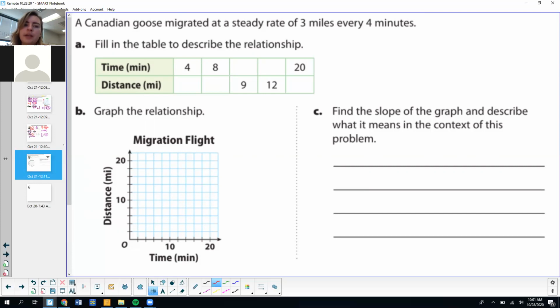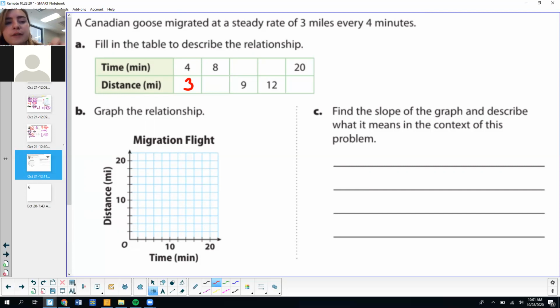All right, so a Canadian goose migrated at a steady rate of 3 miles every 4 minutes. So in 4 minutes, they went 3 miles. So we need to figure out how to fill in the rest of the table.